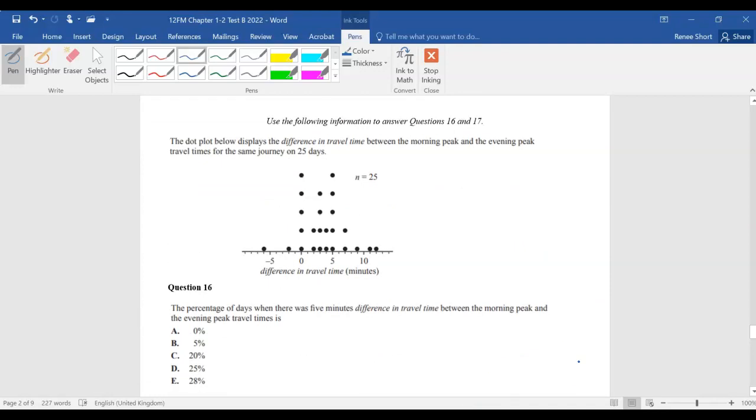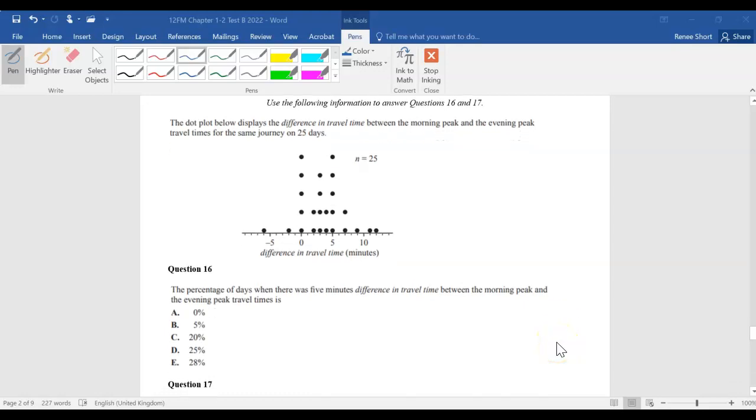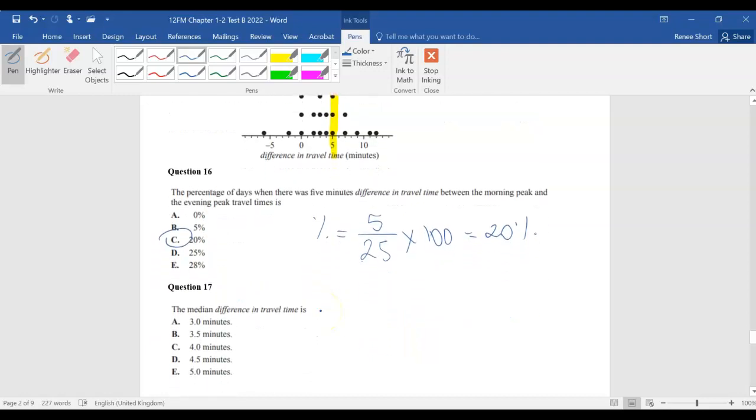Question 16 and 17, look at this dot plot. It shows the difference in travel time between the morning peak and evening peak travel times for the same journey on 25 days. And question 16 says the percentage of days when there was 5 minutes difference in travel time is... So if we first of all look at this 5 minutes travel time, it's talking about this here, we can see that we've got 1, 2, 3, 4, 5 dots. Remember, we want a percentage, so we've got 5 over 25 times 100, and that does give us 20%, so my answer is C.